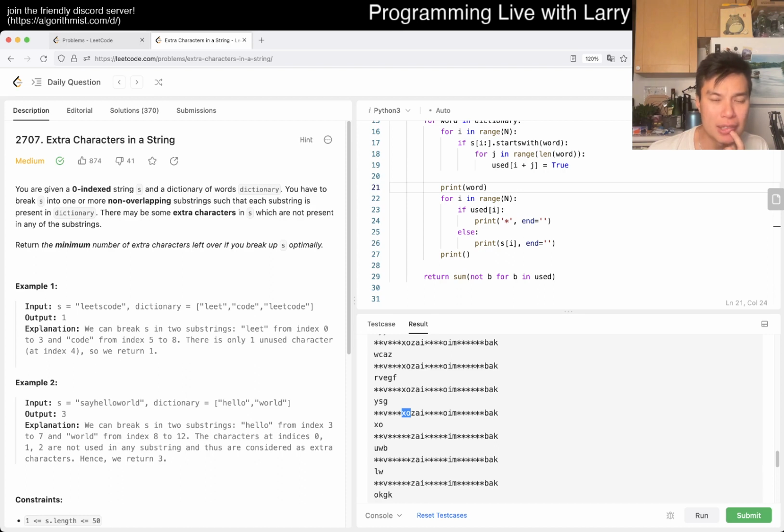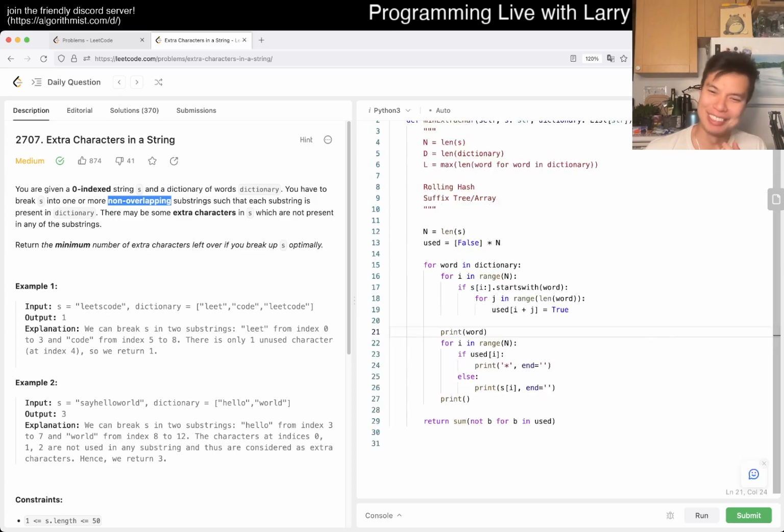Oh, I did misunderstand this problem. Wow, what am I doing? I missed the non-overlapping part, I think. Wow, what am I doing today? I missed one. I must be thinking of some other problem.